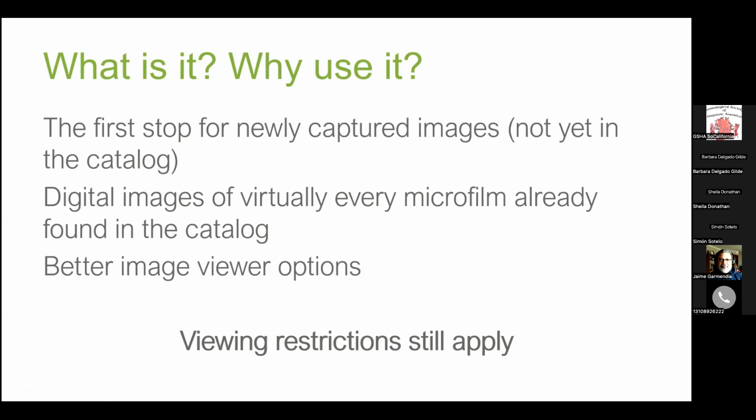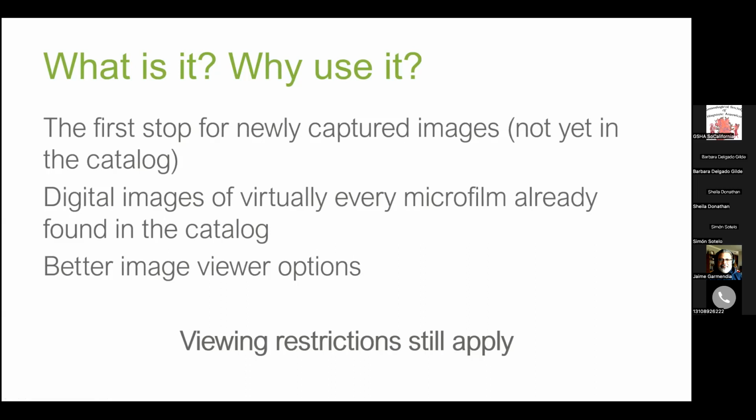Family Search has cameras out all over the world capturing images of records. And the first place they go in this digital pipeline is into images. It takes a while for them then to appear in the catalog. You can also find in the images, digital images of virtually every microfilm that's already found in the catalog. And it does have some much better image viewer options than the regular catalog image viewer.